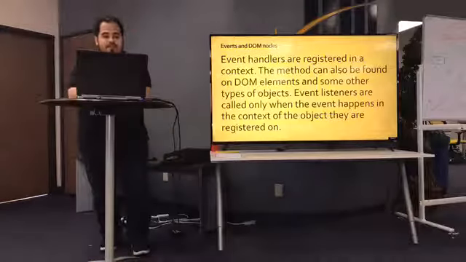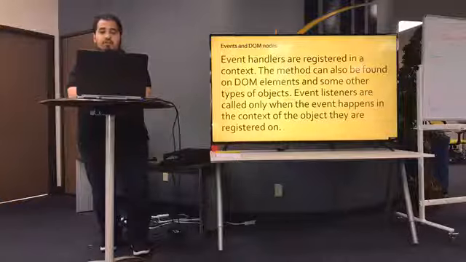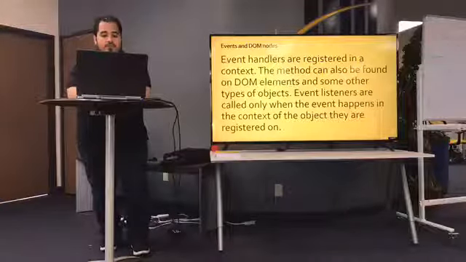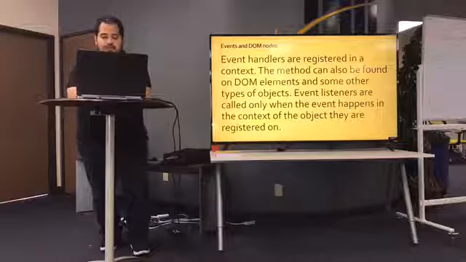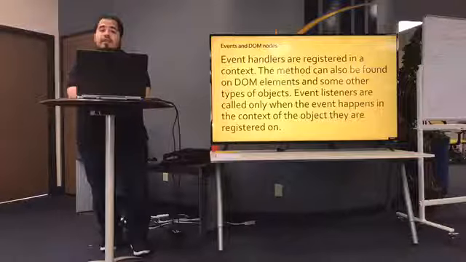Okay, so events and DOM nodes. Event handlers are registered in a context. As we saw in the previous slide, we added to the window object. The method can also be found on DOM elements and some other types of objects. Event listeners are called only when the event happens in the context of the object that they are registered on. It gets a bit complicated because we will talk about event bubbling.